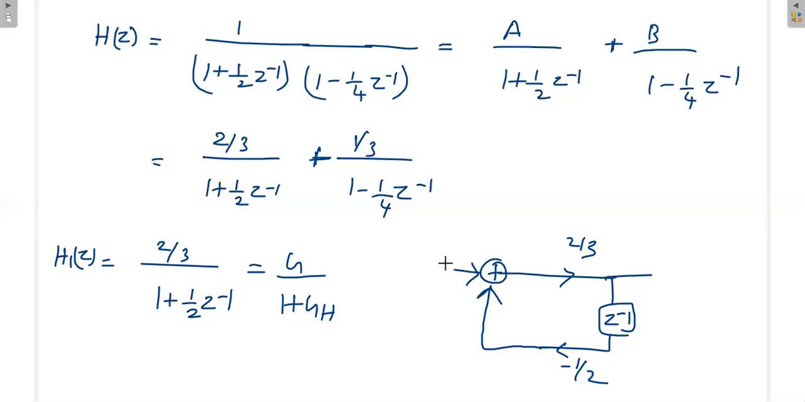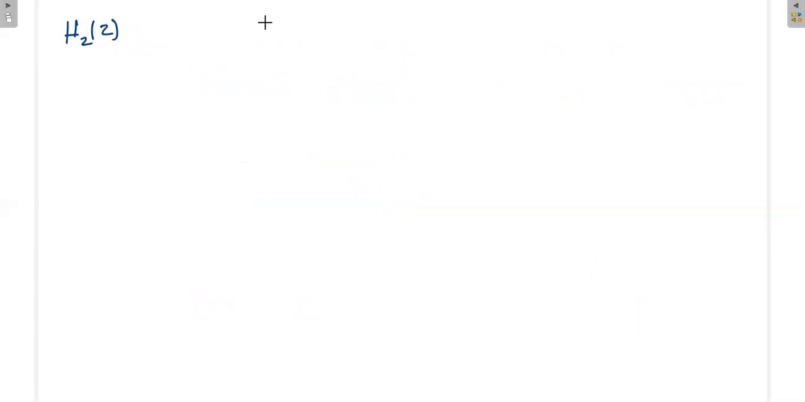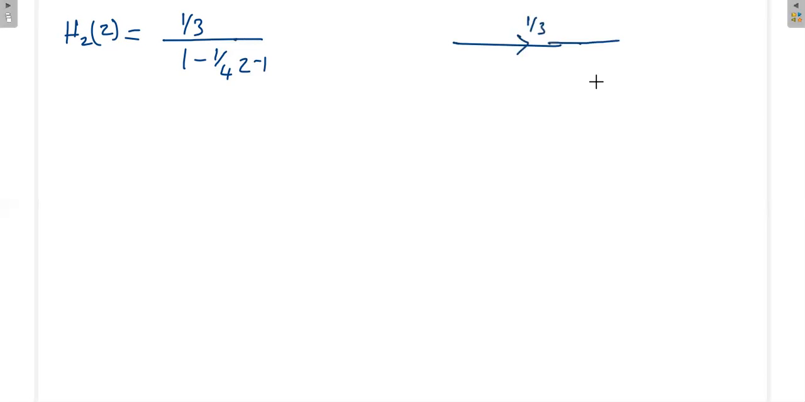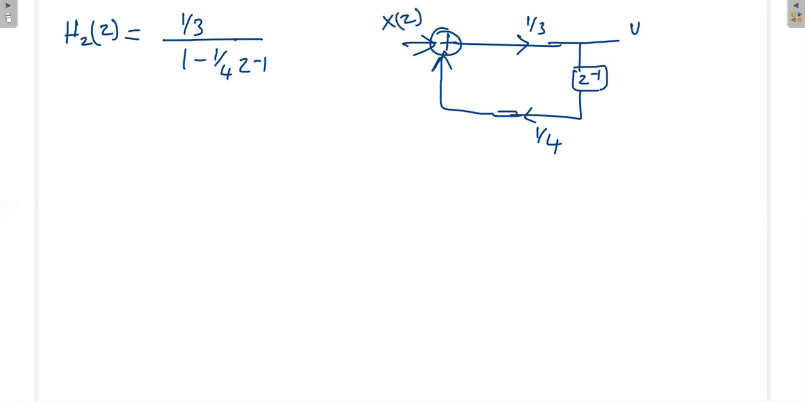Okay, x of z is the input, then y1 of z is the output. Then how to realize the second function, that is h2 of z? h2 of z is equal to 1 by 3 divided by 1 minus 1 by 4 z inverse. Then 1 by 3 z inverse. Now in this case, this is plus 1 by 4. Okay, it's like positive feedback. Now this is again the same input, but the output is different, y2 of z.